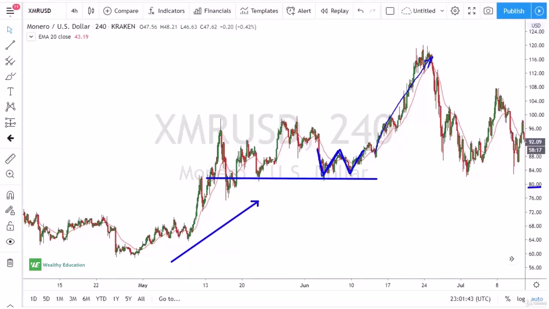In the next video, I'll take a look at rectangle tops and bottoms.